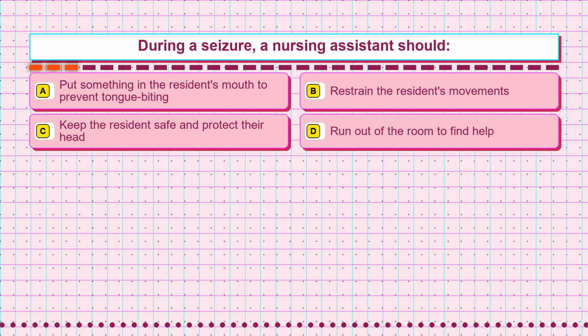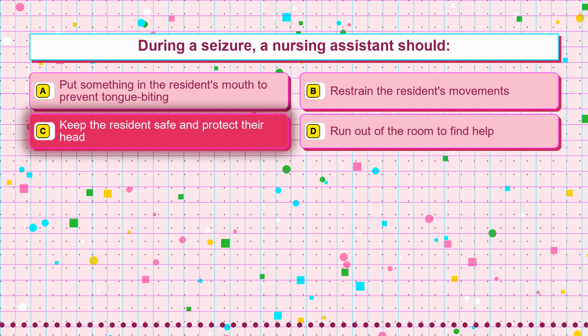Question 50. During a seizure, a nursing assistant should: Option A, put something in the resident's mouth to prevent tongue biting. Option B, restrain the resident's movements. Option C, keep the resident safe and protect their head. Option D, run out of the room to find help.